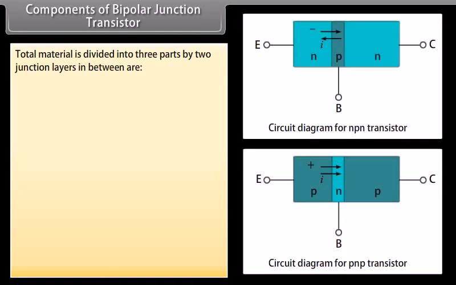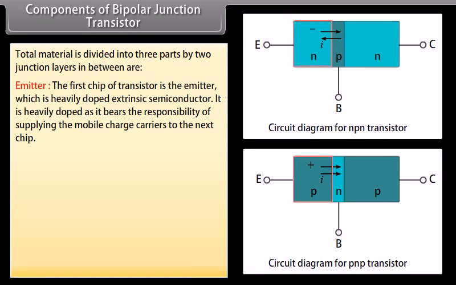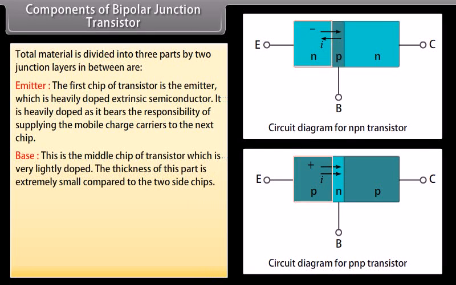Components of a bipolar junction transistor. The total material is divided into three parts by two junction layers in between. Emitter. The first chip of the transistor is the emitter, which is a heavily doped extrinsic semiconductor. It is heavily doped as it bears the responsibility of supplying the mobile charge carriers to the next chip. Base. This is the middle chip of the transistor, which is very lightly doped. The thickness of this part is extremely small compared to the two side chips.